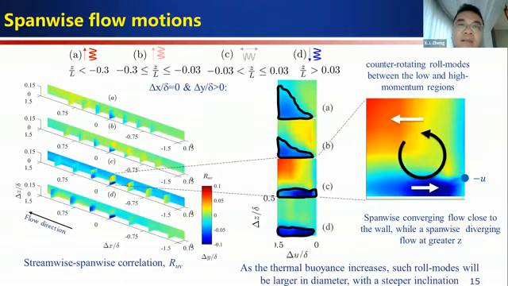The streamwise spanwise correlation RUV exhibits a counter-rotating roll mode between the low and high momentum regions in the spanwise direction. That is, spanwise converging flow close to the wall, while a diverging flow at greater heights. As the thermal buoyancy increases, such roll modes will be larger in diameter with a steeper inclination.